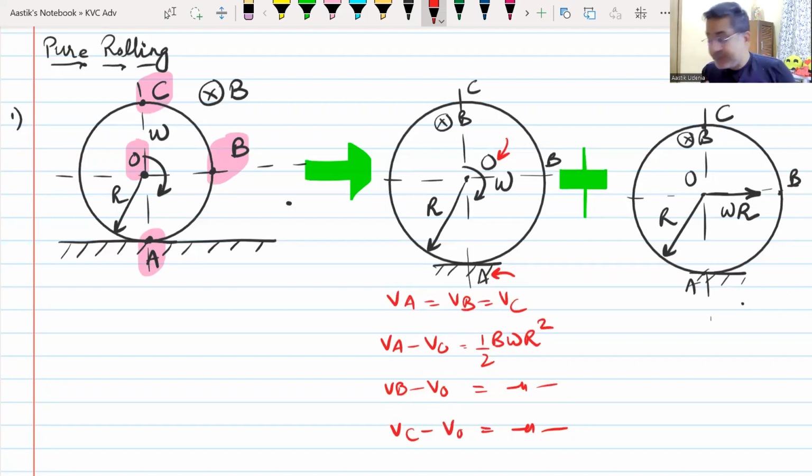Do we understand this? Yes. Now, because of pure translation, we can assume that OA is a rod of length r moving with a velocity omega r. Do we understand this? Yes, sir. Now, it is moving with a velocity omega r like this. V cross B, O will be at a higher potential and A will be at a lower potential. Do we understand this? Yes, sir.